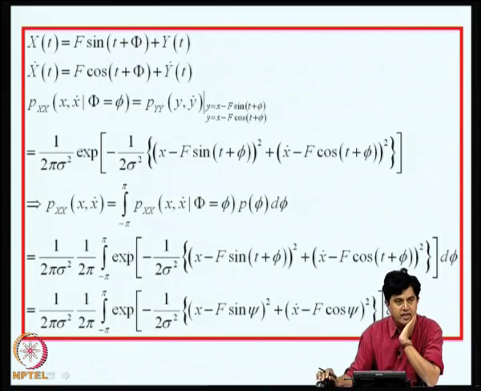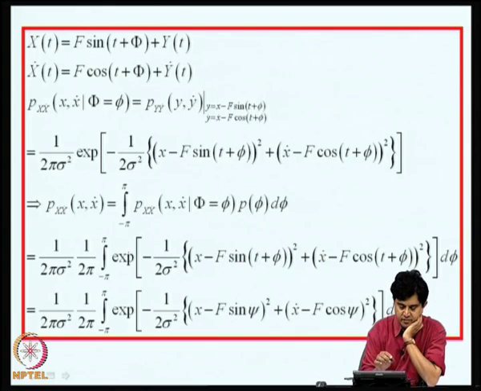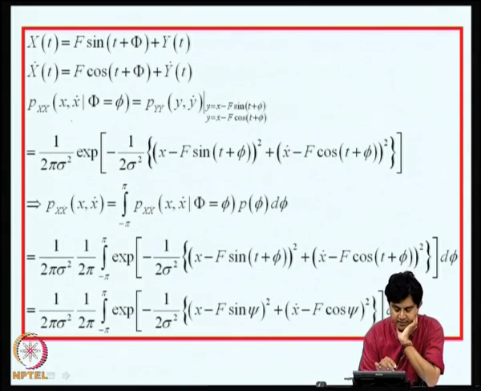Now, how about the joint probability density function? You consider x of t to be A sin(t plus phi) plus y of t, x dot is A cos(t plus phi) plus y dot of t. First what we will do is we will find out the joint density function conditioned on phi. So, this will be p y y dot of y comma y dot, where y is x minus A sin(t plus phi), y dot is x dot minus A cos(t plus phi). We are finding conditional probability density function.